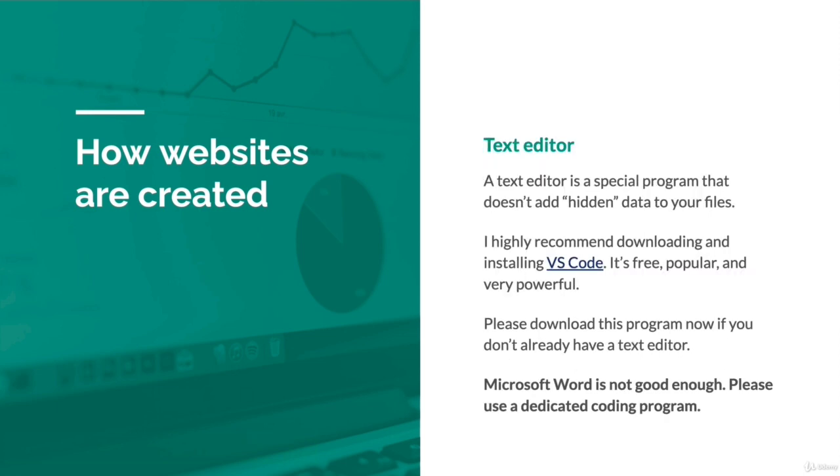Next up, you need a text editor. And again, you want one that doesn't add hidden data to your file. So don't use Microsoft Word or anything like that. I highly recommend downloading and installing VS Code. Again, it's free, popular, and very powerful. So if you haven't, I would really like if you could just pause the video here, go download and install VS Code, because we're going to need it at the end of this course.